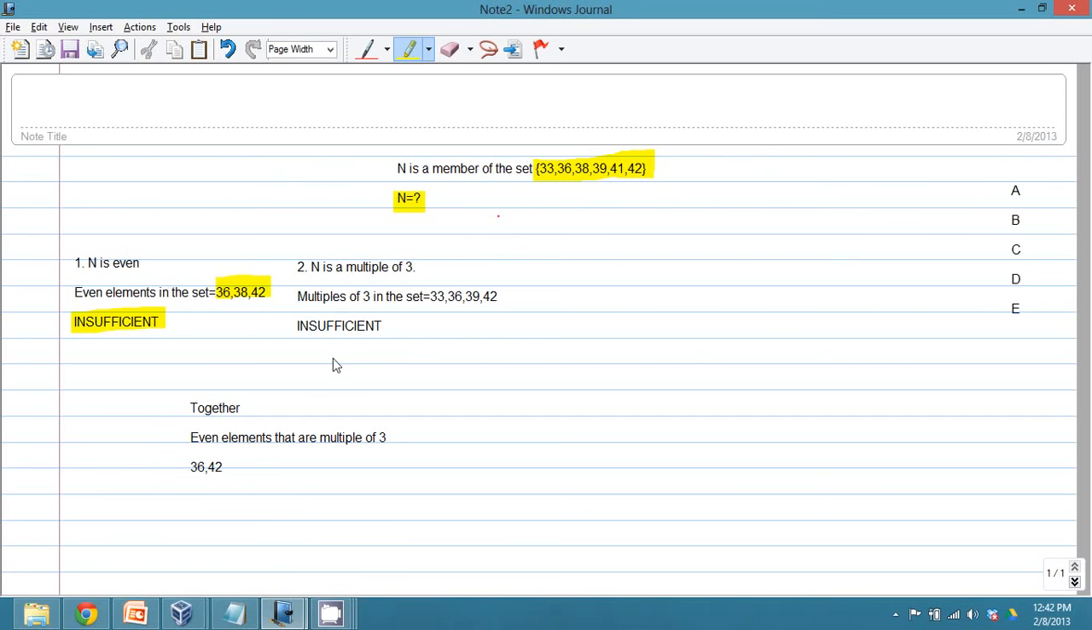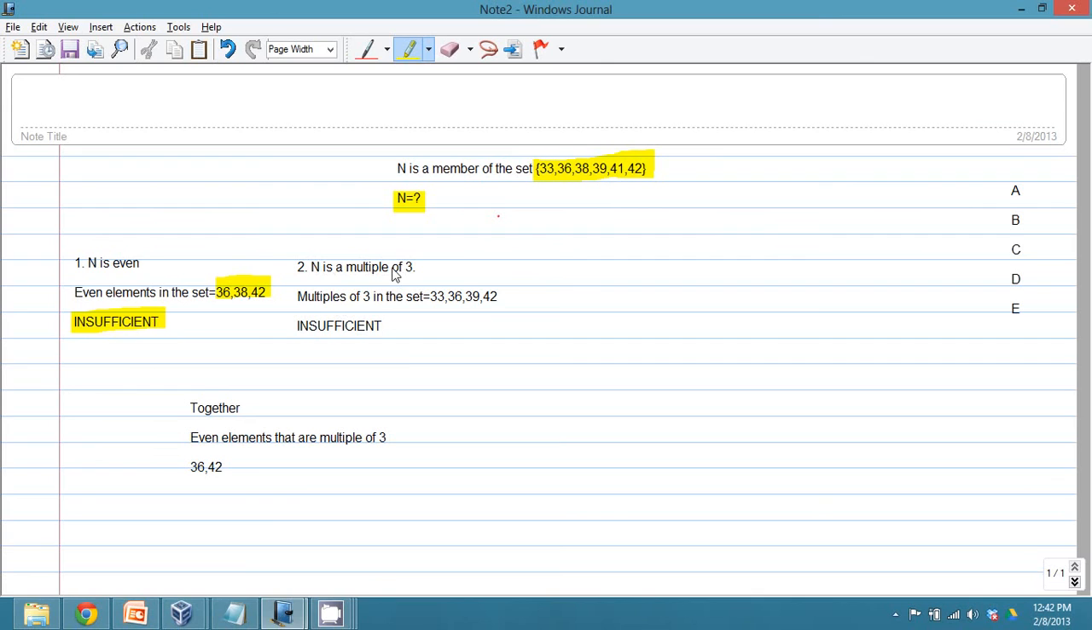But just remember, while considering option 2, there's a risk of considering option 1 together along with it. Now this would only happen in the initial part of the preparation, and as you get used to doing more data sufficiency questions, you would not make such mistakes, hopefully.